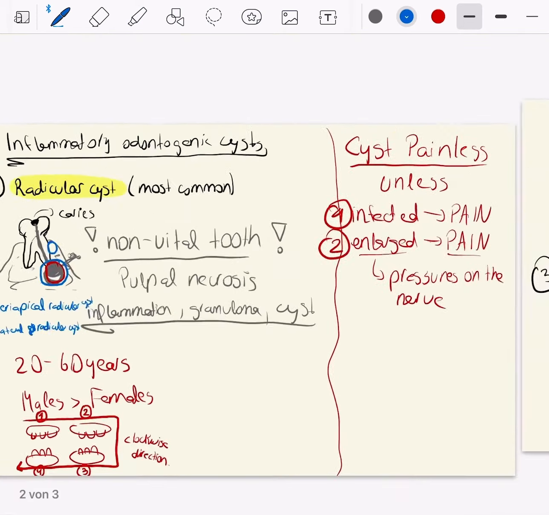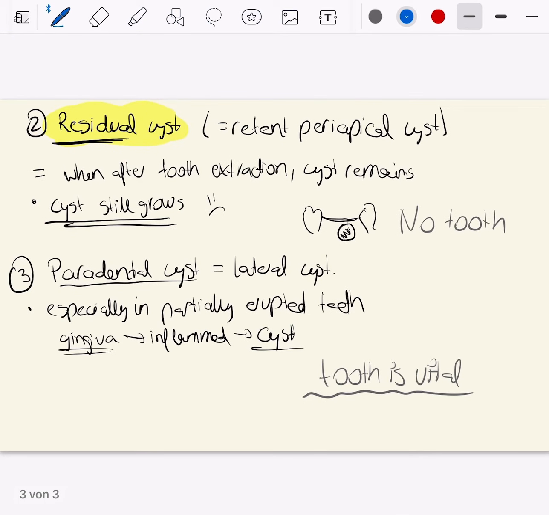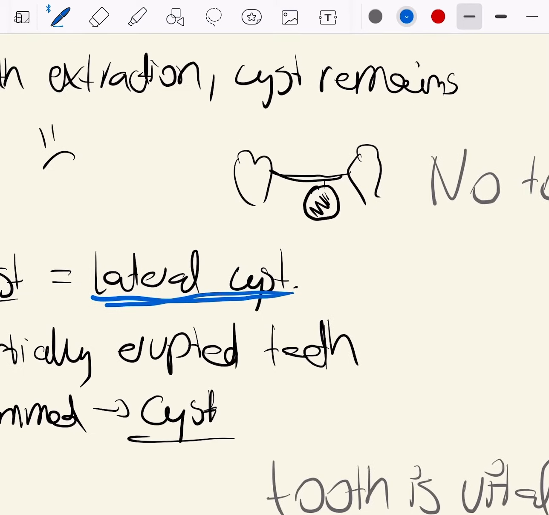Okay, for the paradental cyst we say only lateral cyst. You don't say lateral radicular cyst, it's the lateral cyst. So we have the lateral cyst, and for the first type we have the lateral radicular cyst. So don't confuse between these two when you see it in a question or in an exam. These are two different types of cysts.